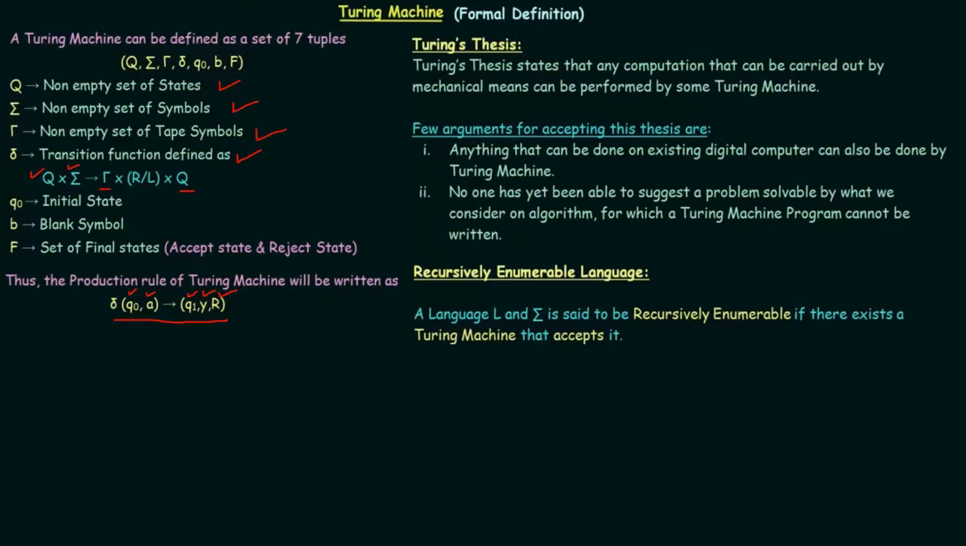That means you can take any computer programming language, and you'll be able to find a way to write the Turing machine program of it. It is not impossible to write it. There hasn't been any algorithm or any program that cannot be written in a Turing machine. And we have already discussed that the language accepted by a Turing machine is called a recursively enumerable language. So a recursively enumerable language is the language that is accepted by the Turing machine.